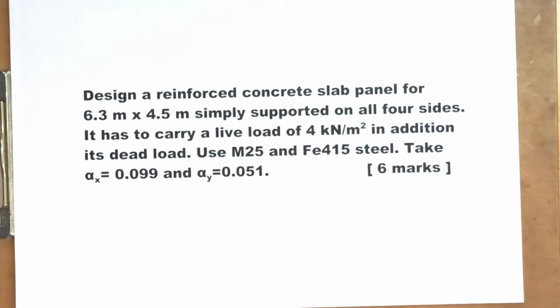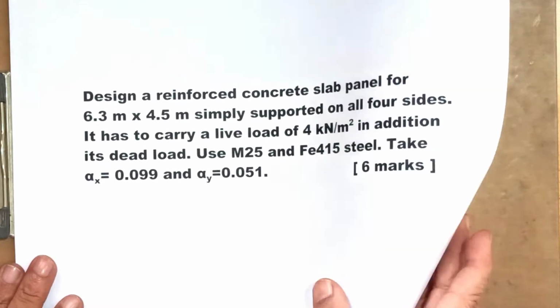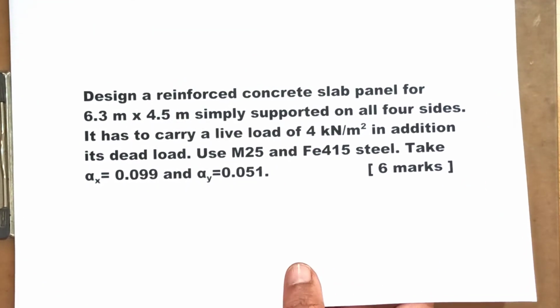Now this is the problem on two-way slab. A two-way slab is one which is supported on all four sides, and therefore the load on the slab is transferred in two perpendicular directions, along shorter side and along longer side. Therefore, it is known as a two-way slab. Okay? So, let us start how to solve this particular problem.